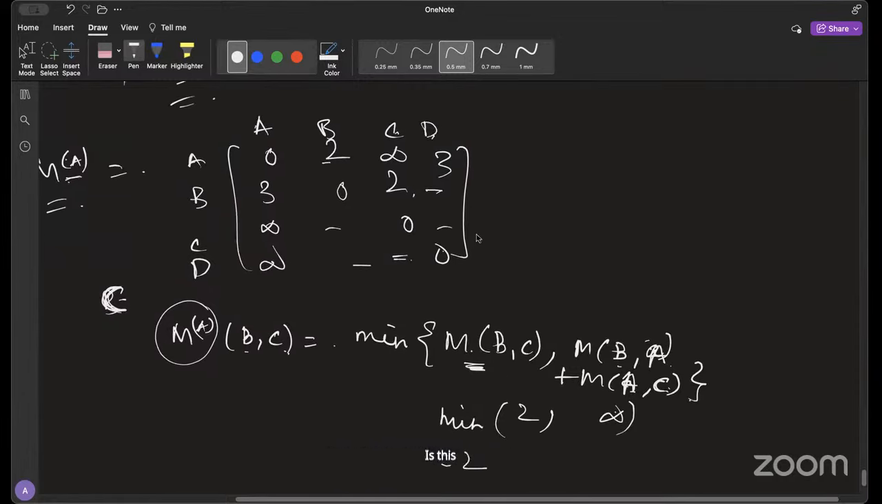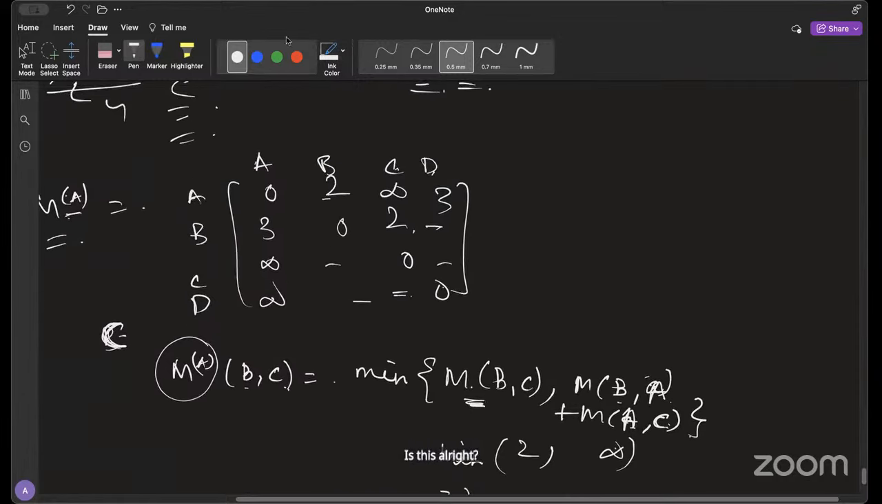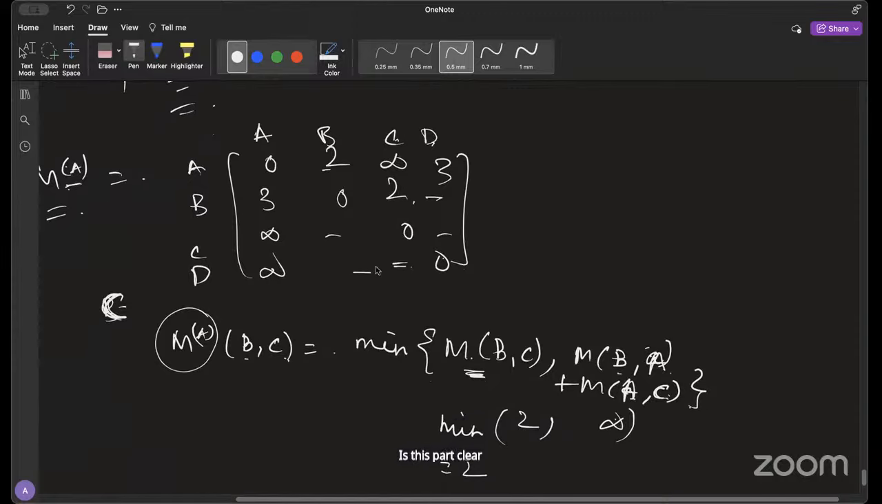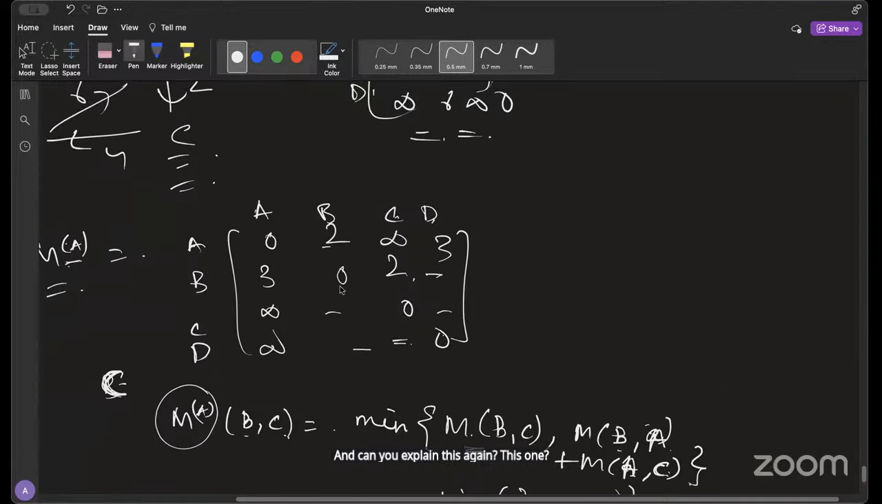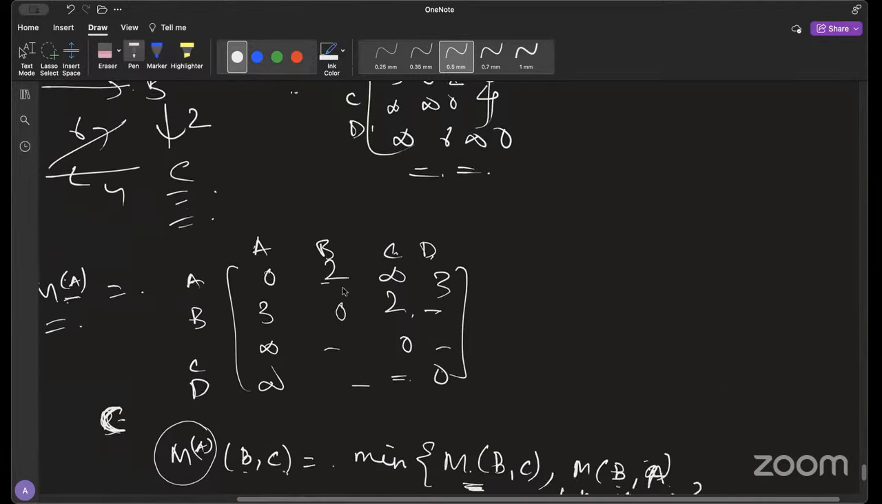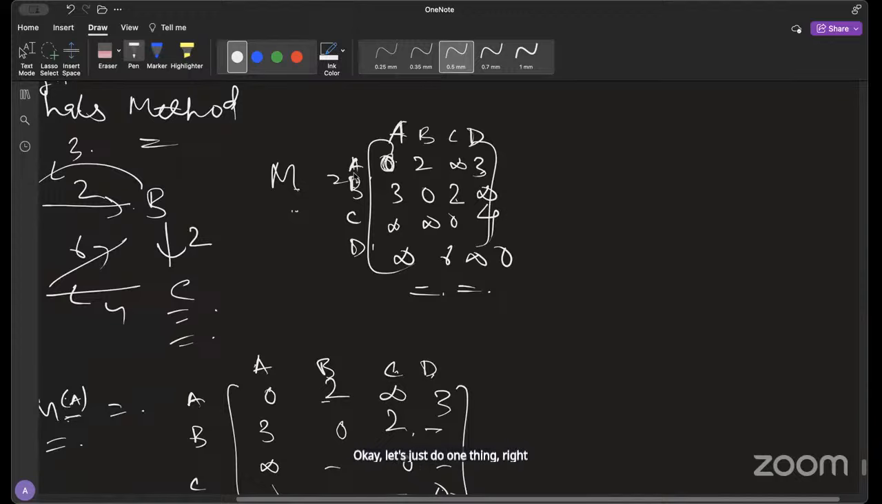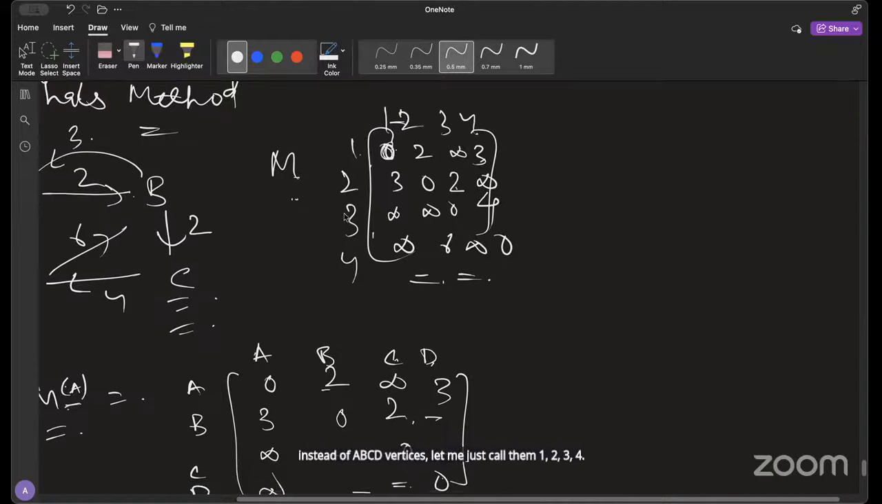Is this all right? Is this part clear? Can you explain this again? This point. Okay, let's just do one thing, right? I think the ABC thing is a little confusing. Instead of A, B, C, D vertices, let me just call them 1, 2, 3, 4 vertices. This is easier.